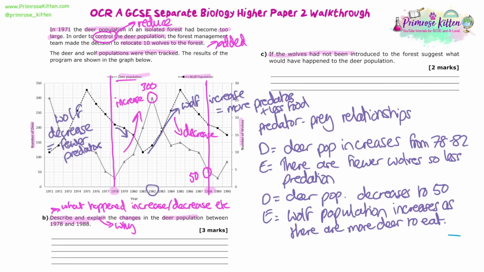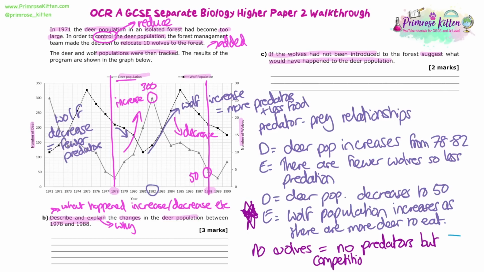Part C. If the wolves had not been introduced to the forest, suggest what would have happened to the deer population. Okay, so if there's no wolves, it's the opposite of what happens when there were lots of wolves. So when there's no wolves, there's no predators. So that means the population of the deer is going to increase. But it'll only increase to a certain point, because then the deer is going to suffer from competition.